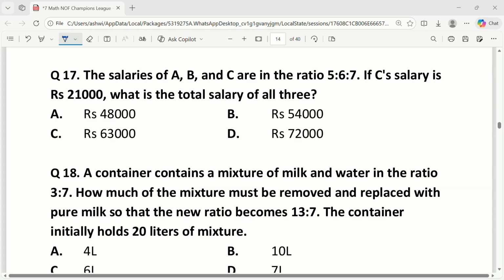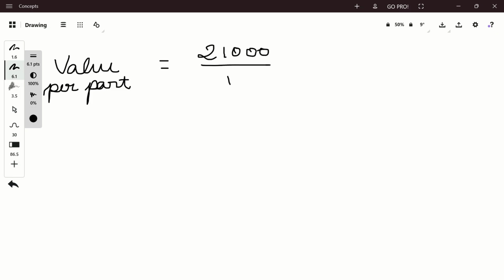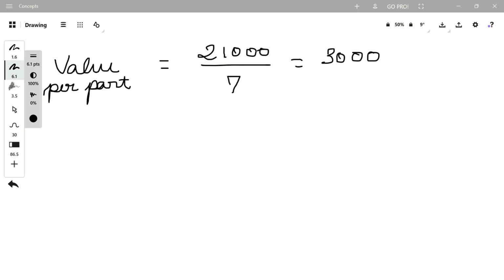Question 17. The salaries of A, B, and C are in the ratio 5 is to 6 is to 7. If C's salary is rupees 21,000, what is the total salary of all three? The ratio of salaries for A, B, and C is 5 is to 6 is to 7. C's salary corresponds to 7 parts, which is given as rupees 21,000. So, value per part is equal to C's salary upon C's ratio part, that is 21,000 upon 7, which is equal to 3,000 per part.